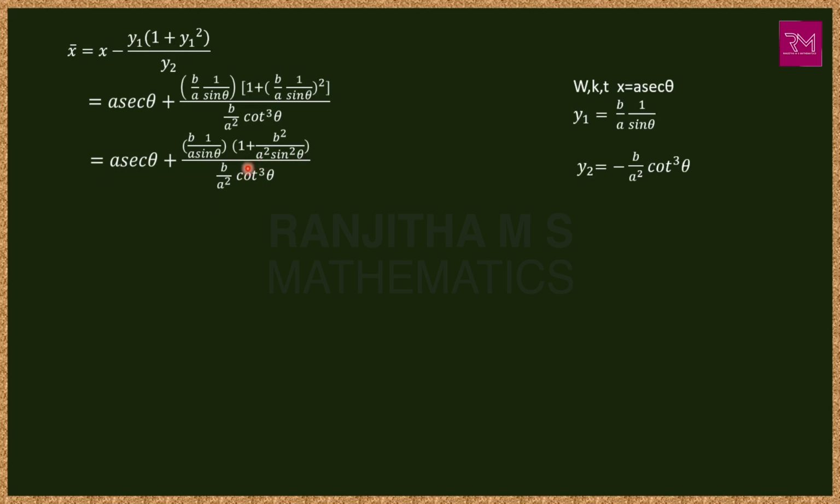Here we already know cot cube theta, we can write it as cos cube theta divided by sin cube theta. Hence we get sin cube theta and a square in the numerator and b into cos cube theta in the denominator. We get a into secant theta plus b by a into 1 by sin theta into, here cot cube theta is cos cube theta divided by sin cube theta. Hence if we take this term to the numerator, that becomes a square into sin cube theta divided by b into cos cube theta into, here in this bracket we have to take a square sin square theta as LCM, we get a square sin square theta plus b square divided by a square into sin square theta.